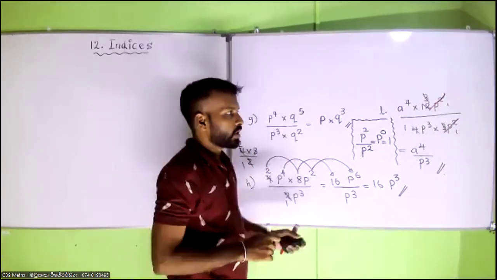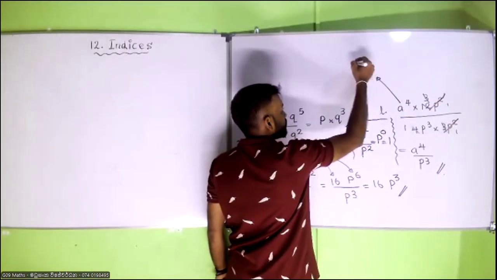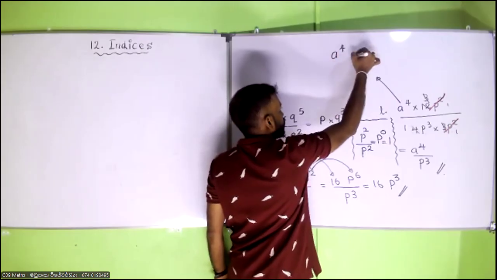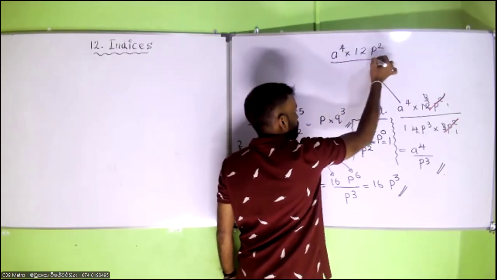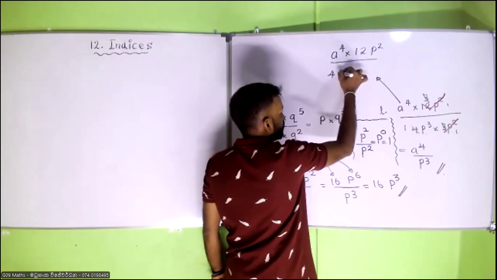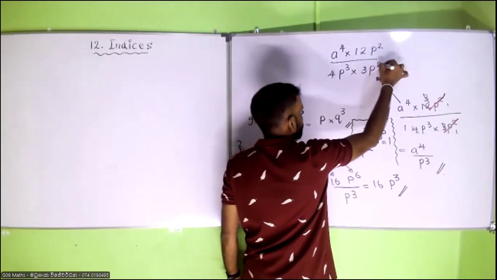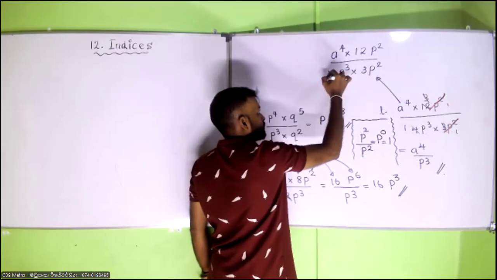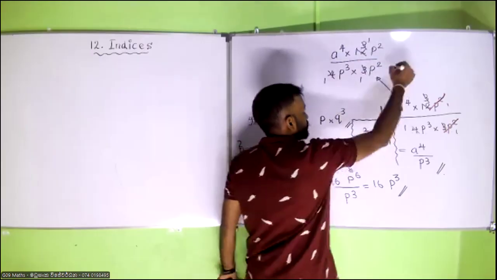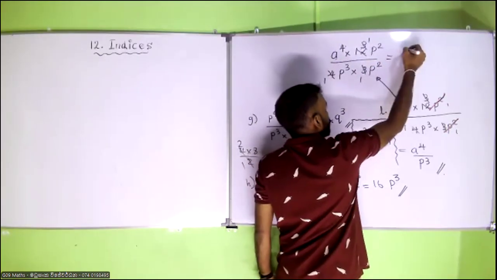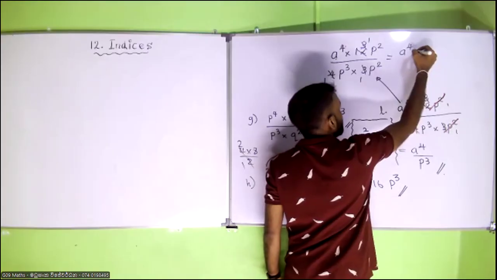Or else, if you cannot understand that, you can do it this way. Now look here. A to the power 4 multiplied by 12 P to the power 2, over P to the power 3 multiplied by 3 times P to the power 2. I will use an easy way. So you know this: 4 times 1, 4 times 3, 3 times 1, 3 times 1. So now you have A to the power 4. It stands alone, right? Only apple. Here you have P to the power 2.